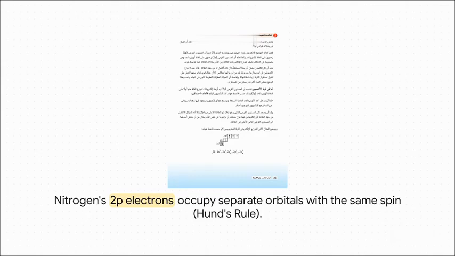Let's look at a perfect example, nitrogen. It has 7 electrons. The first 2 fill up the 1s orbital. The next 2 fill up the 2s. That leaves 3 electrons for the 2p sublevel. Now watch Hund's rule in action. 1 electron goes into the first p orbital, 1 into the second, and 1 into the third, all with the same spin. They spread out first. They only pair up when they absolutely have to.